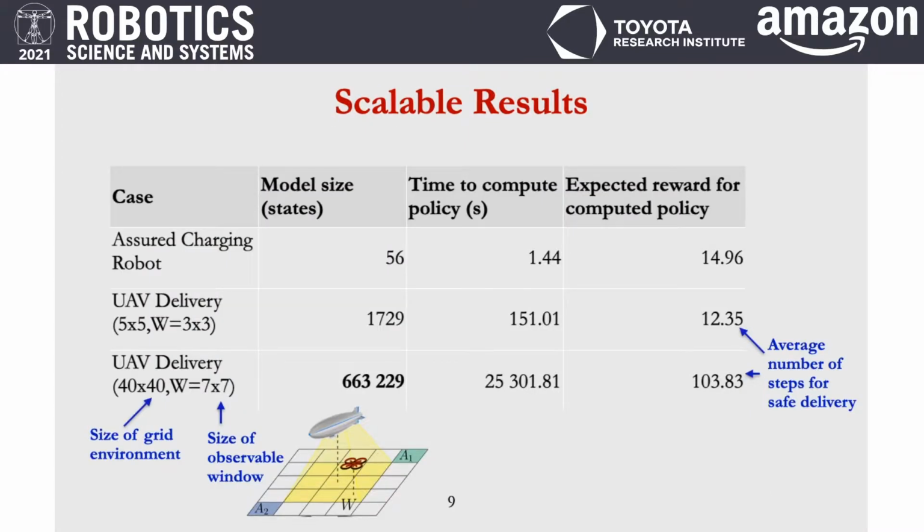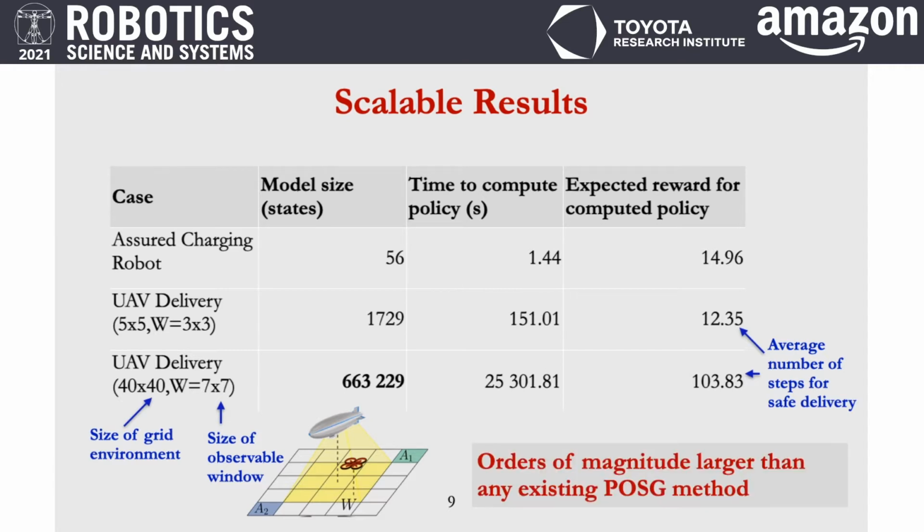Here we describe how this separable method scales. In the UAV delivery case, we show that for a grid size of 40 by 40 and a window size of 7 by 7, which is a model of 600,000 states, we can compute a tractable policy. And this is orders of magnitude larger than any existing partially observable stochastic game method.